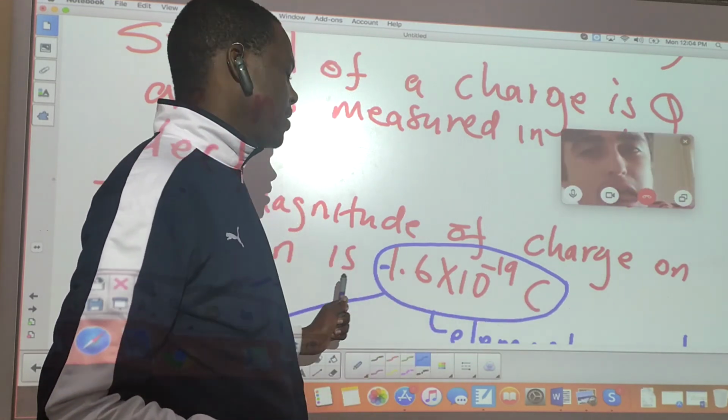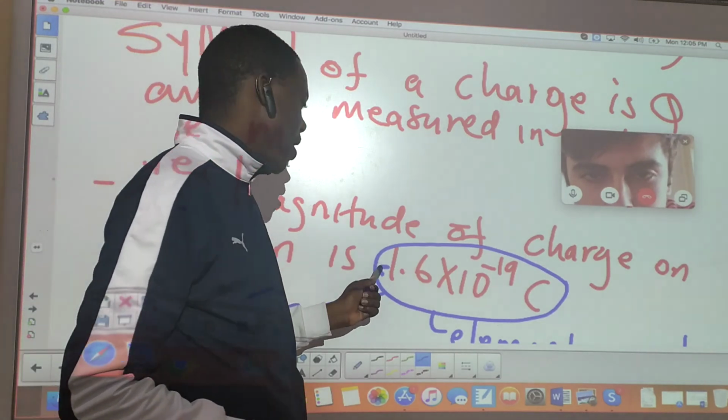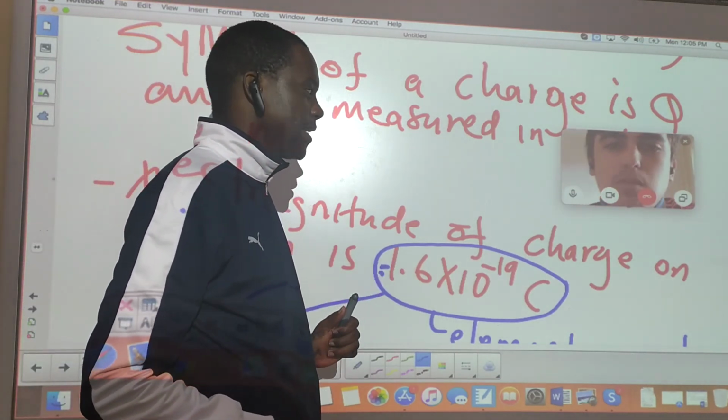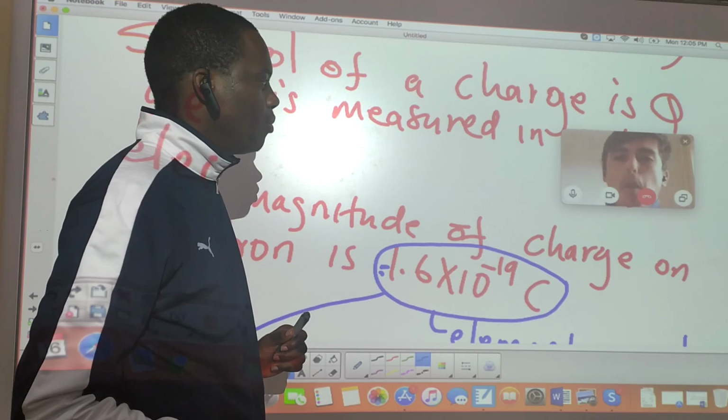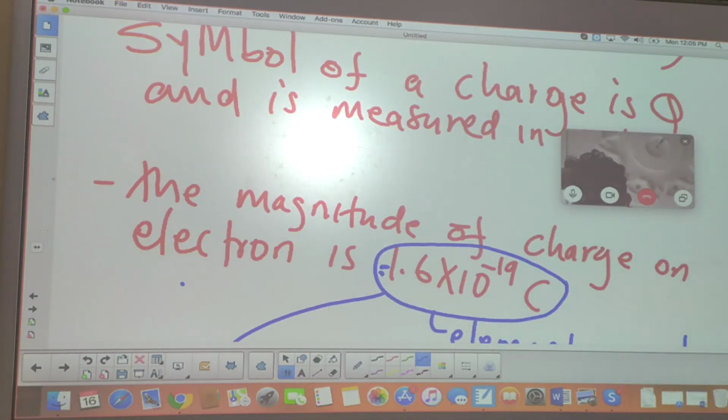But if it is a proton, it becomes positive instead of negative here. Do you understand? Yes. Okay, very good then. Sometimes they call it an elemental charge.